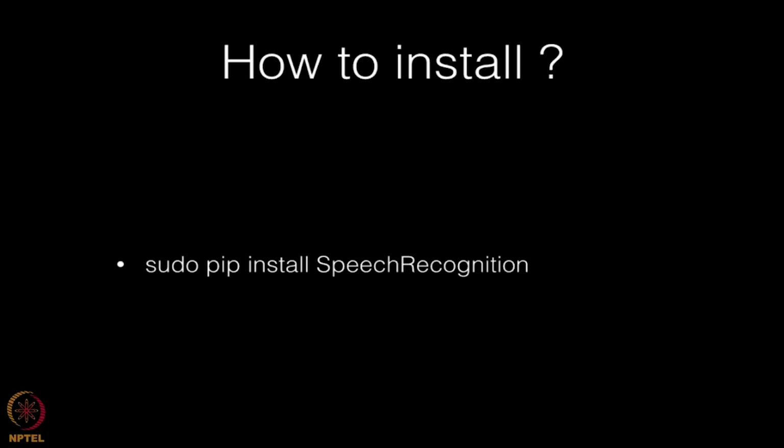So first of all, how can you install it? You first need to install it. You just use the command sudo pip install speech recognition. You just go to your terminal and type sudo pip install speech recognition. It will ask you the password and then it will be downloaded to your PC. So it is very easy to install this particular library, that is speech recognition.